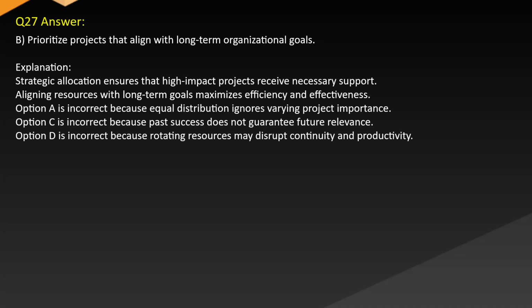Option A is incorrect because equal distribution ignores varying project importance. Option C is incorrect because past success does not guarantee future relevance. Option D is incorrect because rotating resources may disrupt continuity and productivity.